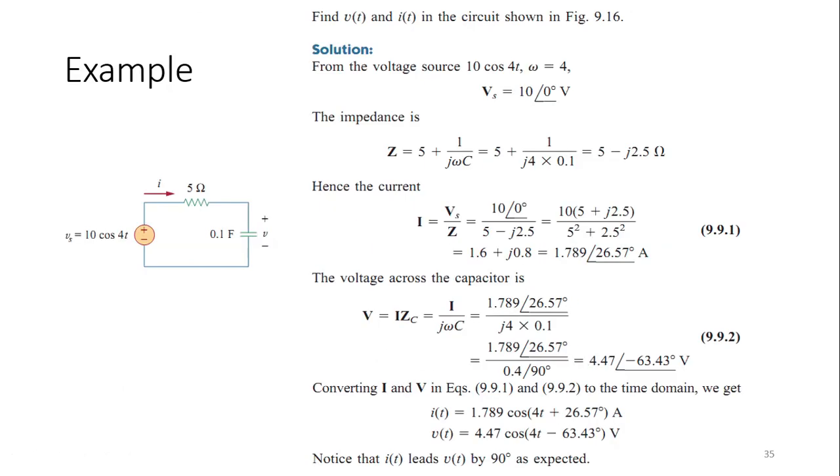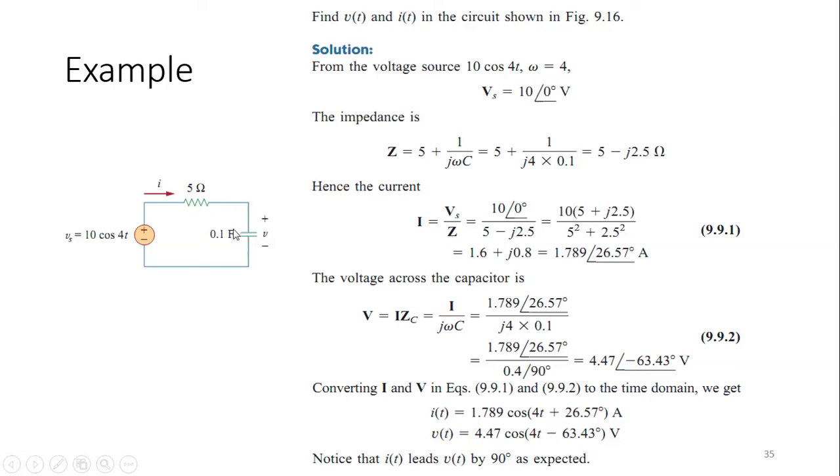Moving on to some examples of voltage and current analysis. Find the voltage and current in this circuit. There are two elements, a resistance and a capacitance. For the given voltage, we can see that omega is 4. With this omega information and the capacitance of 0.1 farad, we can calculate the capacitive impedance XC, which would be 1 upon j omega C, 1 upon j times 4 times 0.1 as mentioned here.